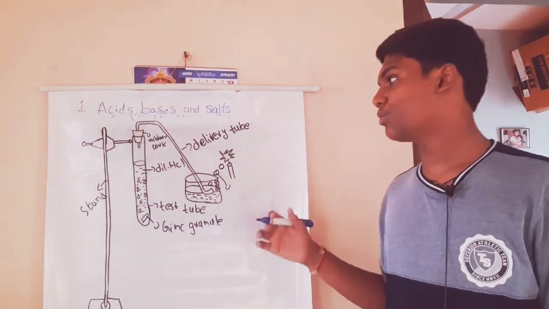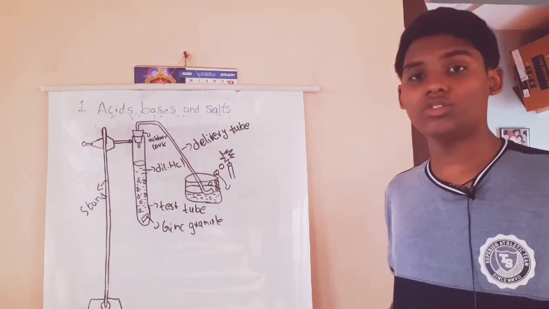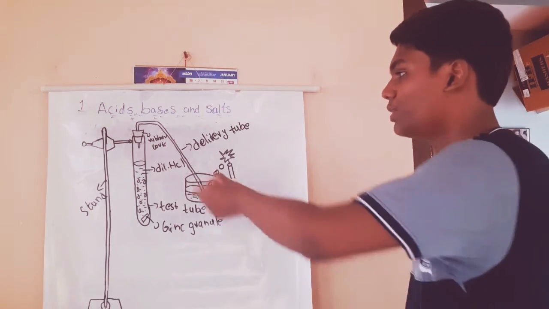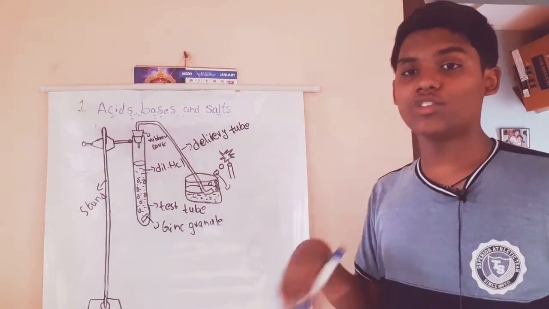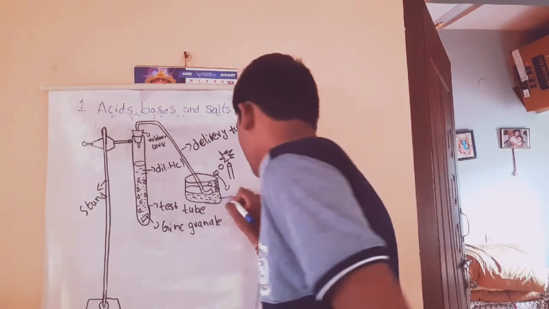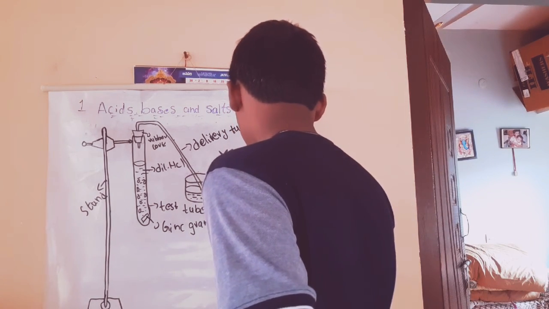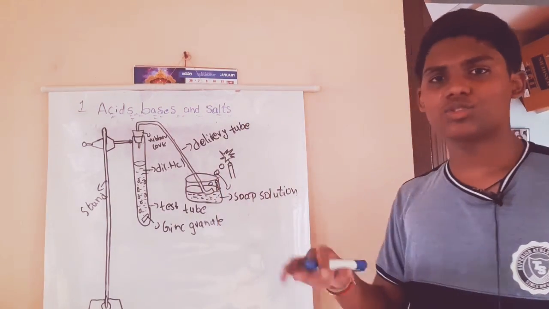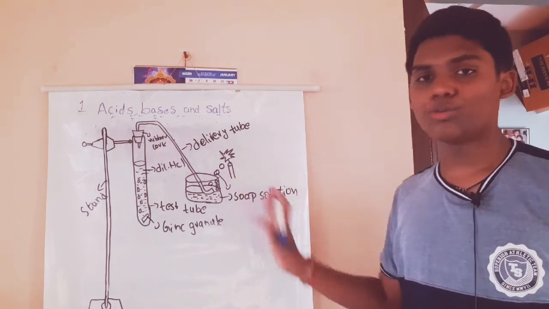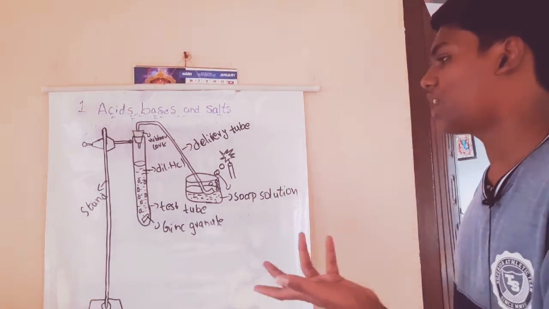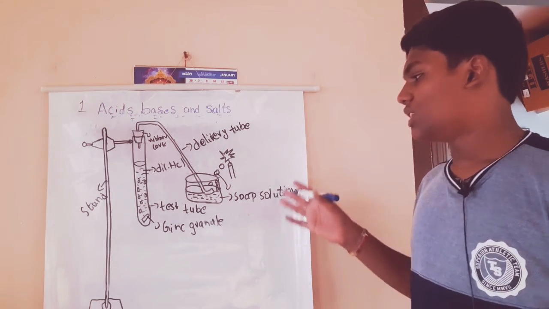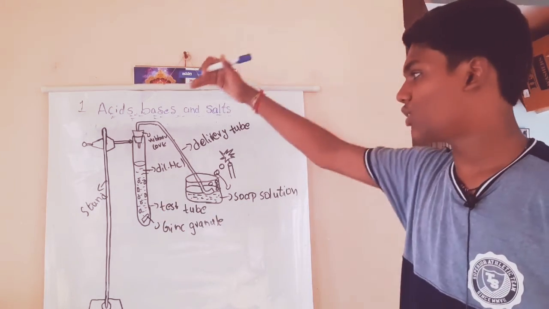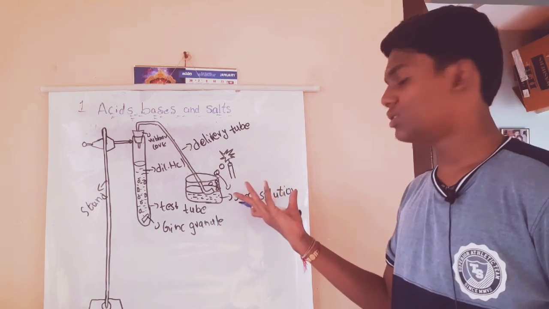Now fit the delivery tube: keep one end of the delivery tube in the test tube and attach the other end of the delivery tube in soap solution. This is the soap solution. Before that, take one beaker and add some soap solution. Keep the delivery tube in the soap solution. Now what happens? Let's observe. Bubbles form from the zinc granules and acid, transfer through the delivery tube and become soap bubbles.